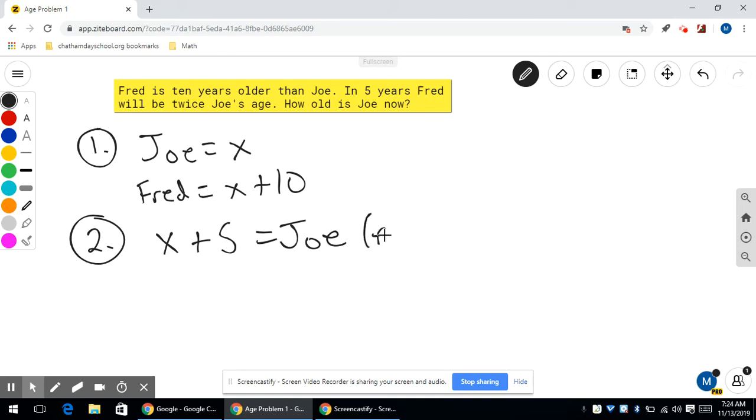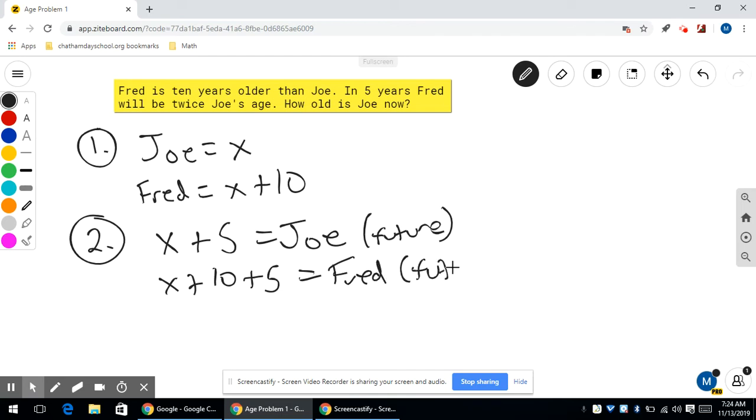I'm going to do future. And then we have X plus 10 plus 5 equals Fred. Sorry for my bad handwriting. Future. Okay. And we can simplify that and do X plus 15.